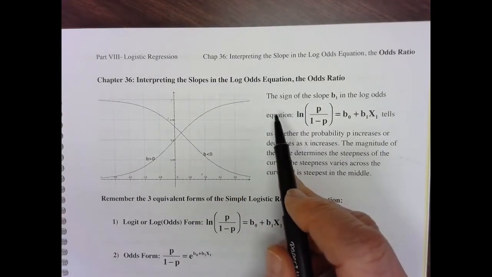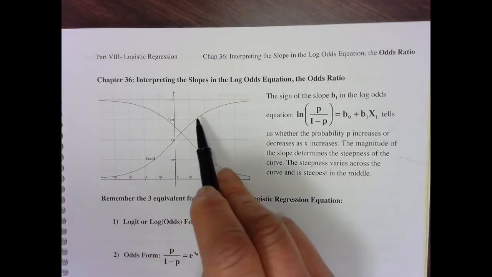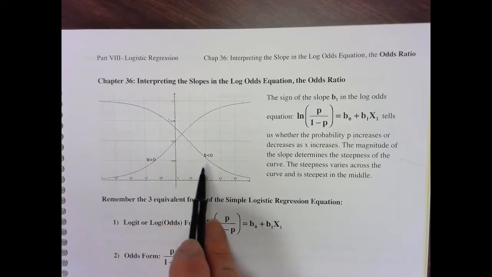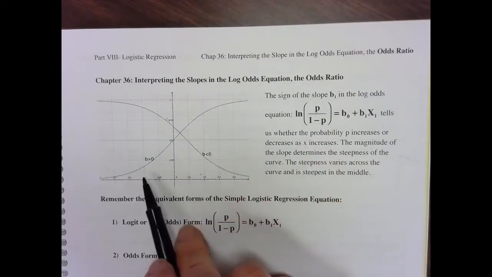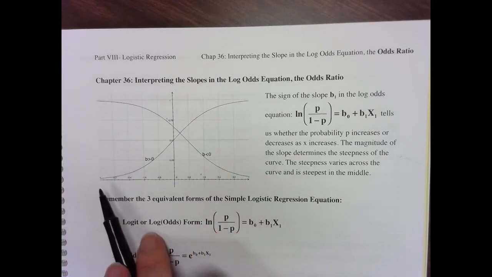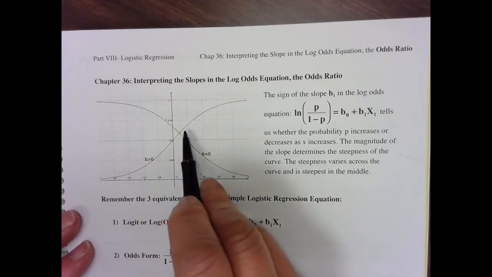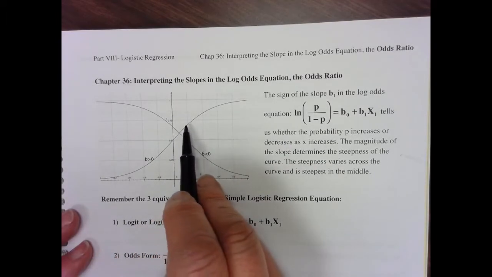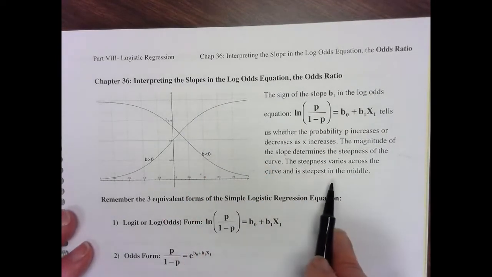So let's see how we can interpret the slopes in the log odds equation. First off, the sign of the slope indicates whether, if the sign is positive, that means the probability is increasing as x increases. If it's negative, it means it's decreasing as x increases. And the steepness, the magnitude of the slope, is going to indicate the steepness of the curves here. And notice that the probability curve here, the slope changes. It starts off, it gradually rises, and then it rises very more steeply, and then it gradually rises again. So it's steepest in the middle.